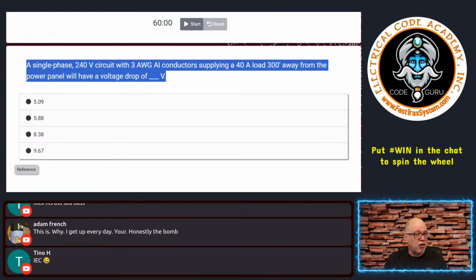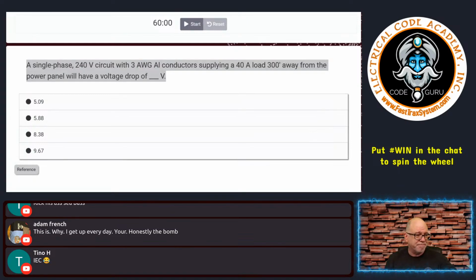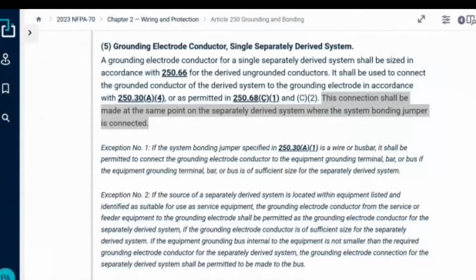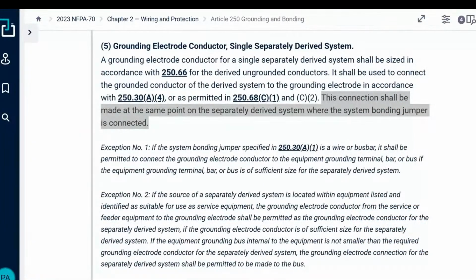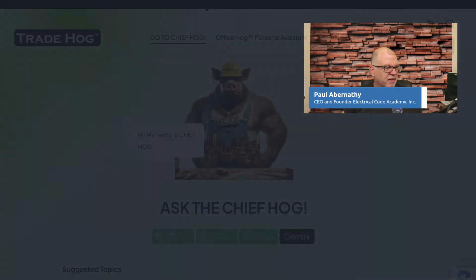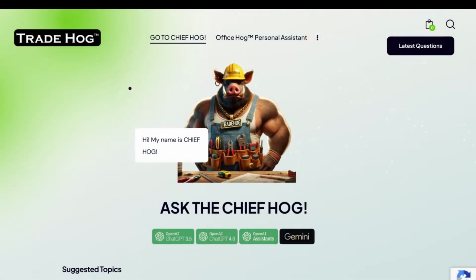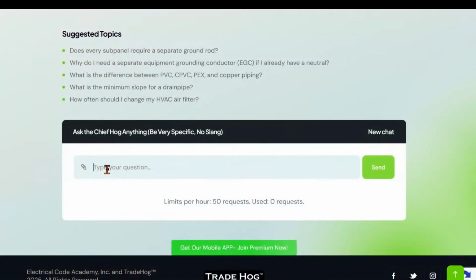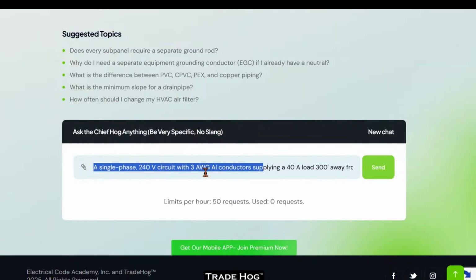But let's see if the hog, drum roll, I don't know if the drum roll works here, but we're going to put the hog, I just thought of this, by the way, we're going to put the hog on the spot. All right, so let's go here, and I'm going to get the hog right here, and we're going to share the hog. All right, we're here at the hog, and I'm going to paste this question in there. Let's see what the hog says.